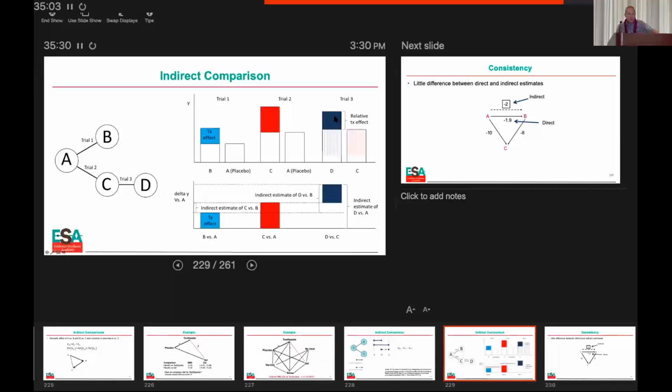Now, what's the relative effect of, let's say, so we know what A versus B is, that's right here. What's the effect of C versus B? Well, here's the effect of A versus B. Here's the effect of A versus C. And so the difference is the effect of B versus C.